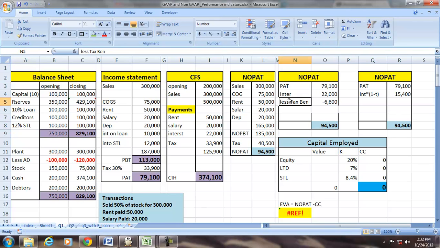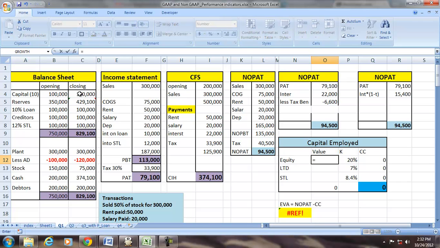So we can find the NOPAT from the sales, or as PAT plus interest less tax benefits of interest, or by adding interest into 1 minus T to the profit. In this question, the PAT is 79,100, whereas the NOPAT is 94,500, because it is an adjusted profit, adjusted for the leverage effect, that is the interest and the tax benefits. Now we'll find the capital employed.